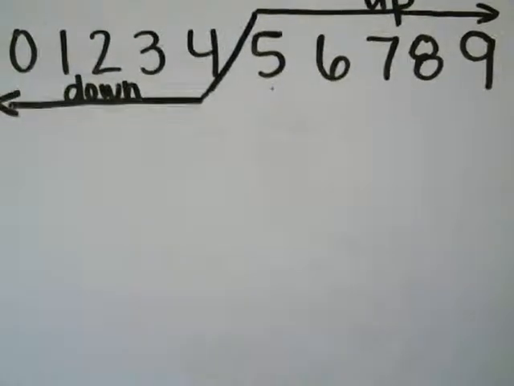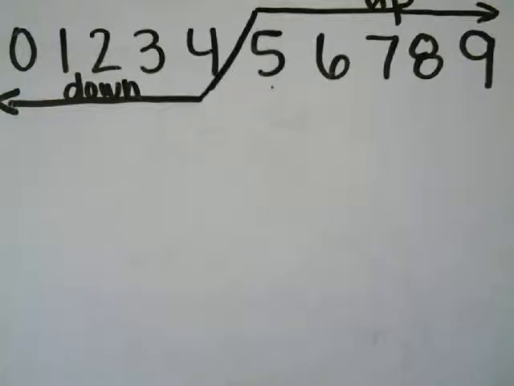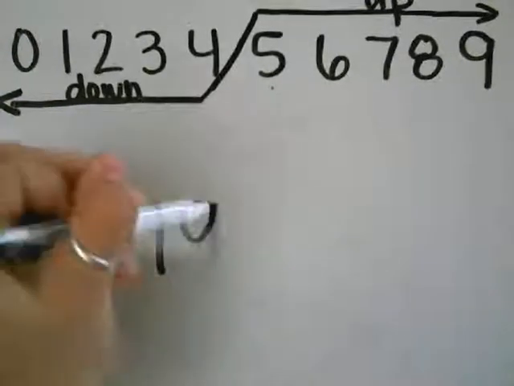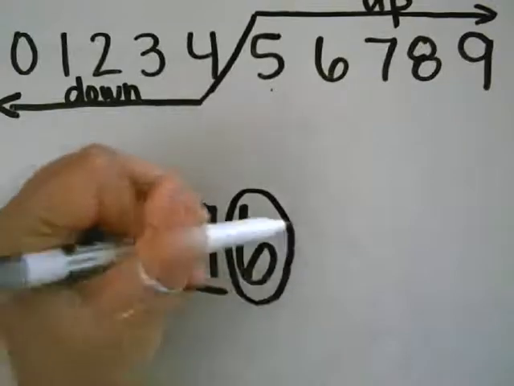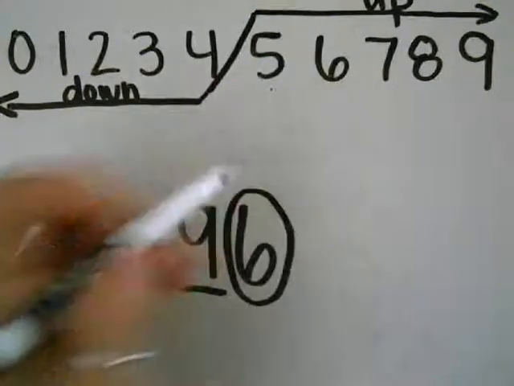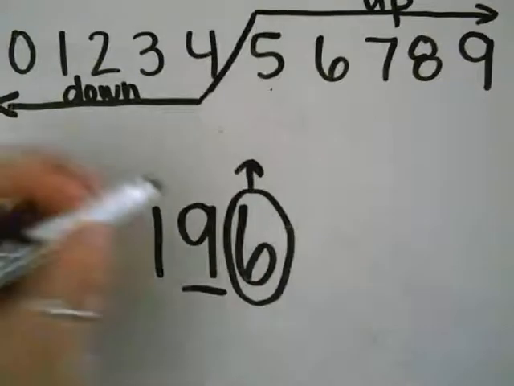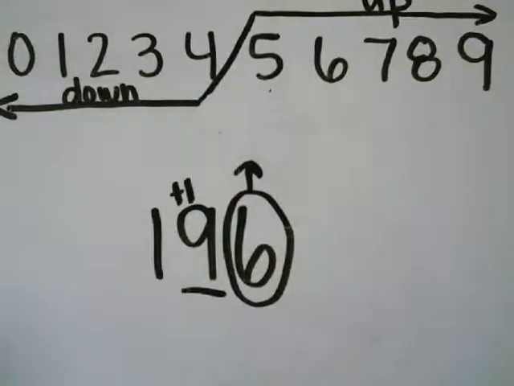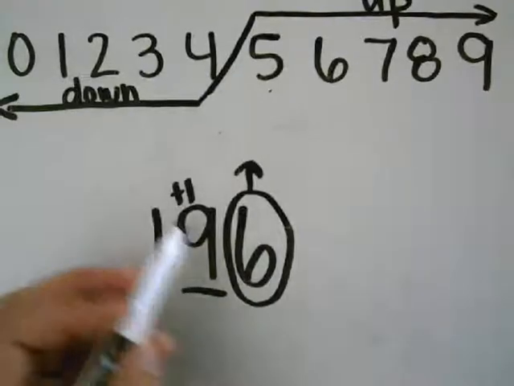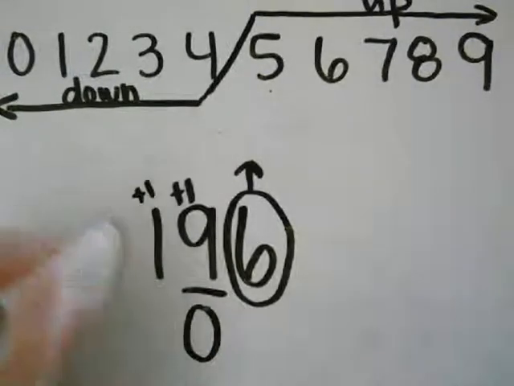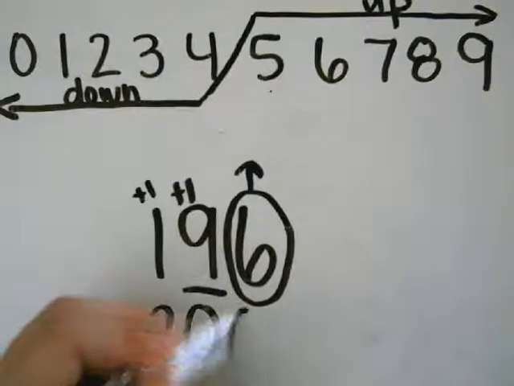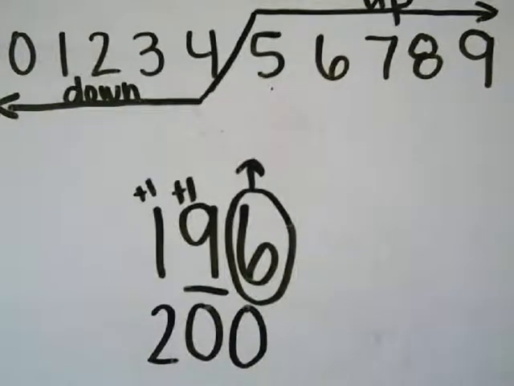Now let's try a tricky one. If you have a number like 196, and they want you to round to the tens place, which is where the 9 is, we're going to use the 6 to help us. We look up here, and the 6 tells us to round up, so we have to add 1 to the tens place. Well, when you add 1, that equals 10. So in order to make this 10, you put a 0 down here, and you add 1 to this number to make 10, and you get 20. And then you change all the rest of the numbers to the right to equal 0. So you end up with 200 when you round 196 to the tens place.